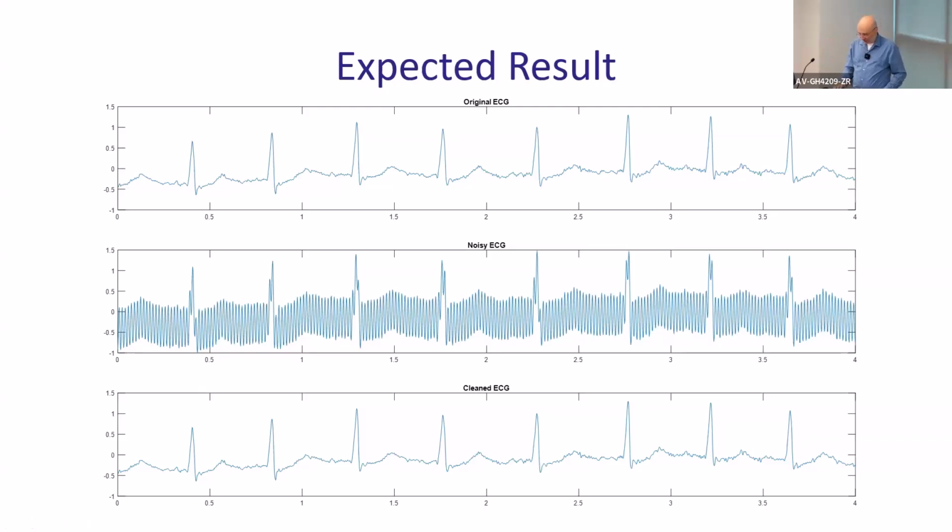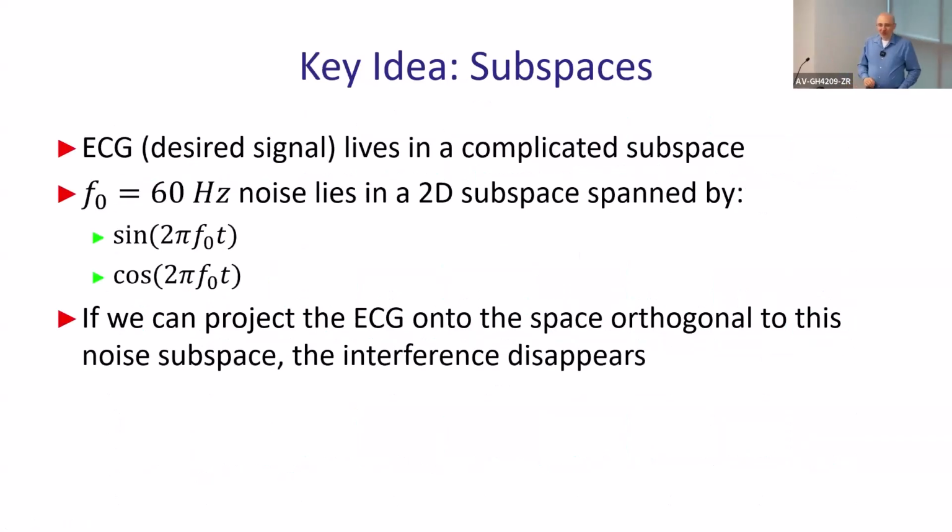Right? Just linear algebra. So the idea is to take that signal, and this signal is living in some sort of complex subspace. Whatever that space is, we don't know that space, but we know the space of noise, and this is the key point here. We know that the noise is 60 Hertz, and it will look like some combination of sine 2 pi f0 t, where f0 is 60 Hertz, and cosine.